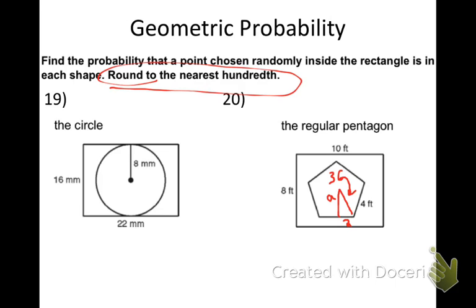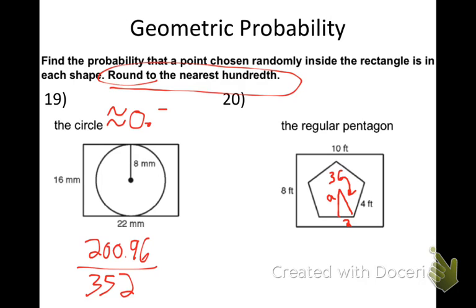So let's look at number 19 here. First thing you need to do is find the area of the circle. What's the area of the circle come out to be, Amy? 200.96. Nice job, because remember it's pi r squared. And then I find the area of the rectangle. Area of the rectangle is what, Ezra? 352. And then I divide those, and my probability comes out to be approximately what, Nathan? I got 0.57. Nice job.